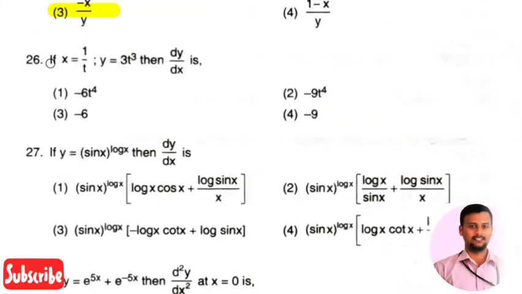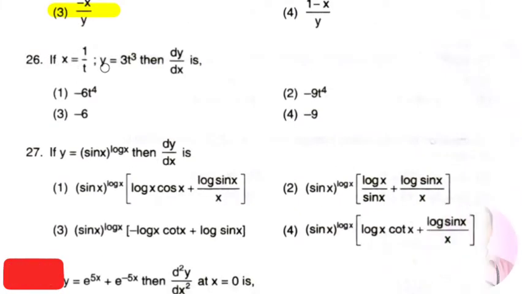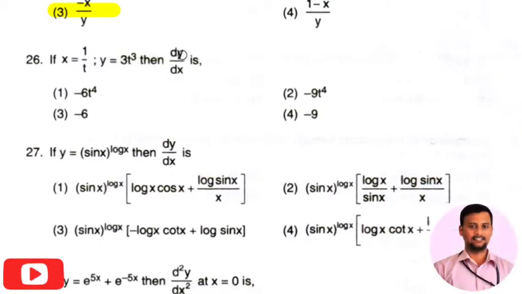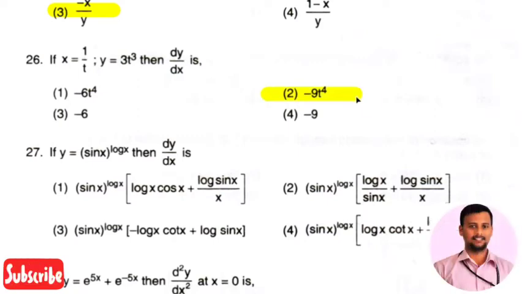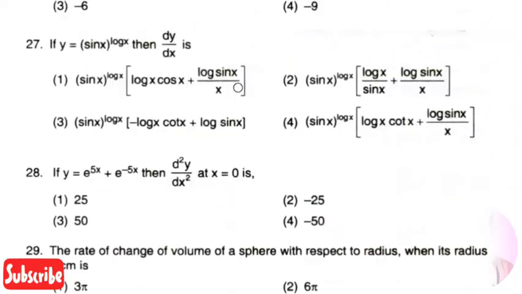And the next question is: if x = 1/t, and y = 3t³, then dy/dt is? The right answer is option 2, that is the dy/dx value will be -9t⁴.